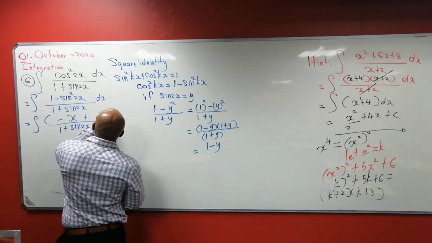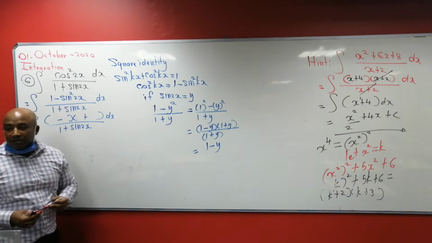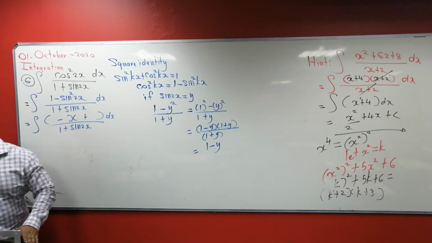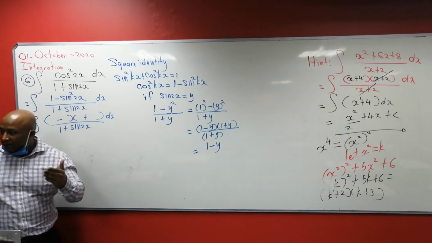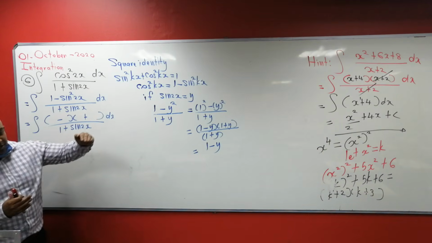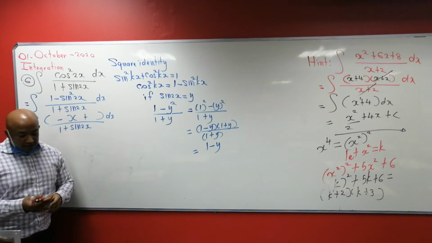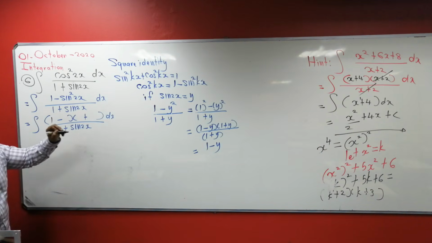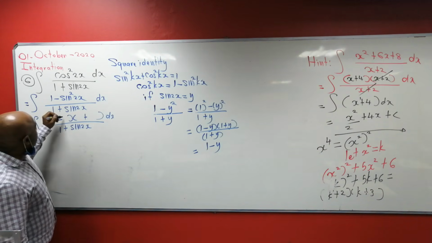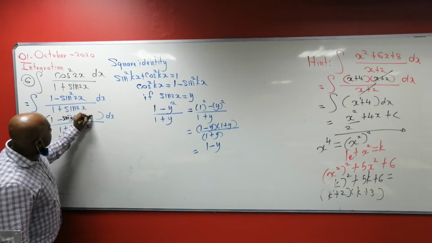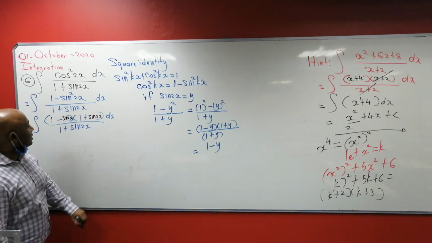So you have an option. It's either you want to use a substitution, or once you know your work 100%, then you don't need to use a substitution. Only once you know it 100%, you understand? Otherwise, don't take a chance. Use a substitution. The substitution will assist you. Alright, so now you will factorize. That will be a minus b, 1 minus y. That will be 1 minus sine 2x, and then 1 plus sine 2x.